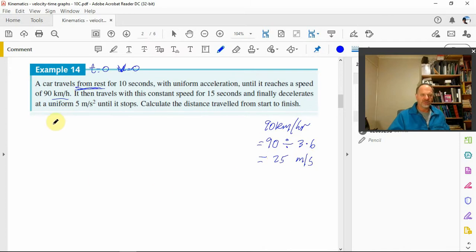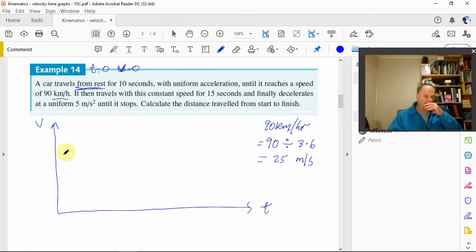All right, so let's have a look at our velocity time graph. Always a good idea to draw it. I can put there 25. I should put meters per second, and I should put seconds, of course. So it says from rest, that's here, for 10 seconds with uniform acceleration until it reaches a speed. So after 10 seconds here, it reaches this speed. Now, because it says uniform, what it means is that that's a straight line.